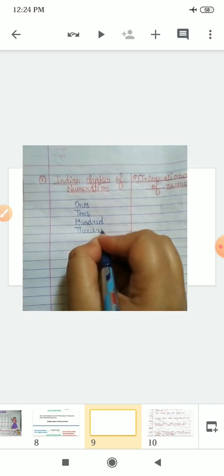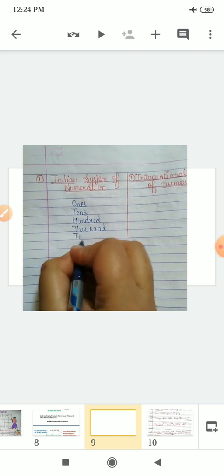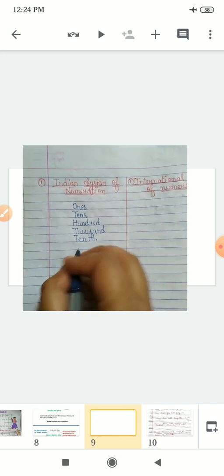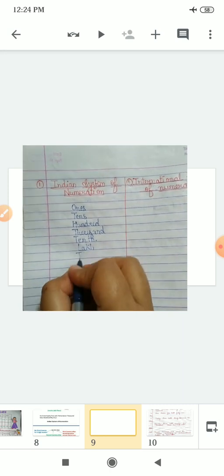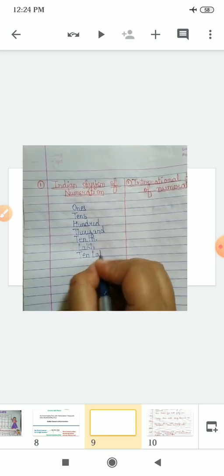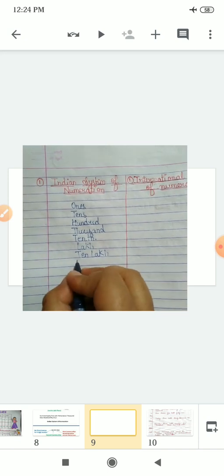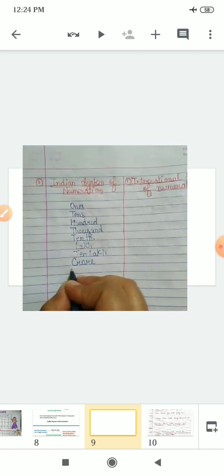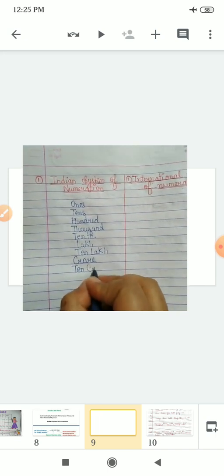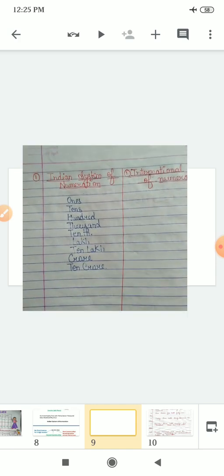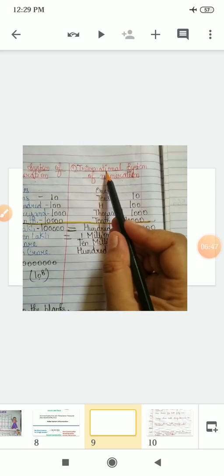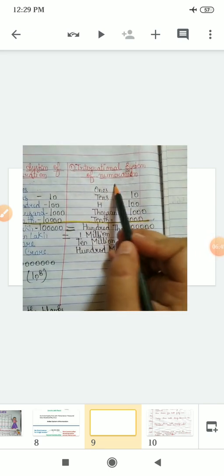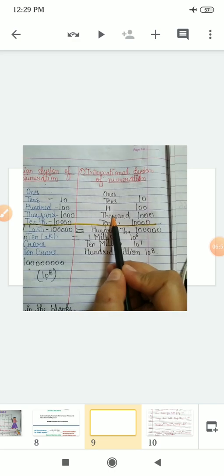Class, see, this is for the international system of numeration. Ones, tens, 100, 1000, 10,000. 10,000 here also, here also. It will be same for both the numeration. After 10,000, there will be a change. That is, it will be 100,000. After that, it will be 1 million. After that, it will be 10 million. And after that, 100 million. Understood? This is one category, this is one category, and this is one category.